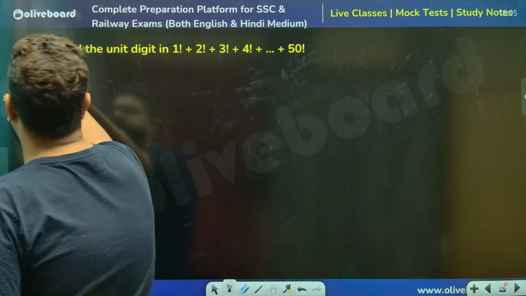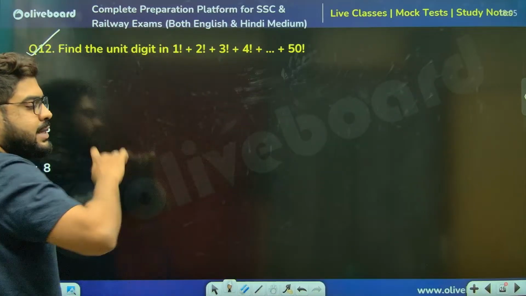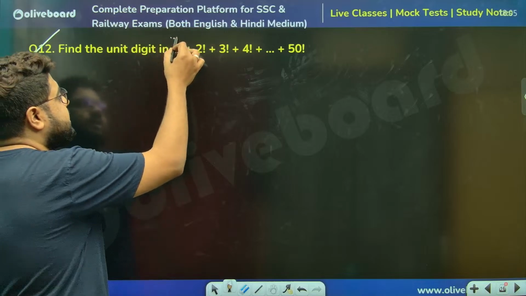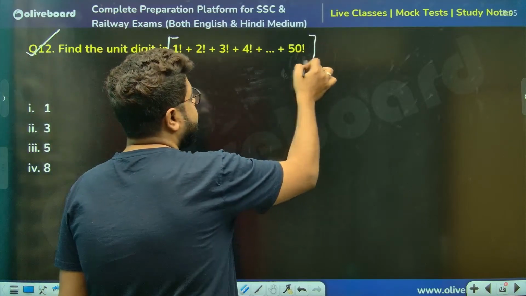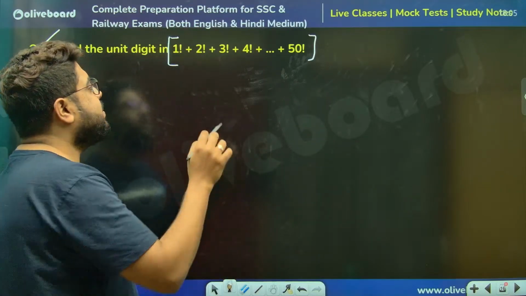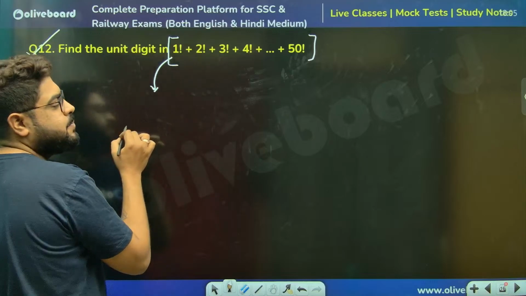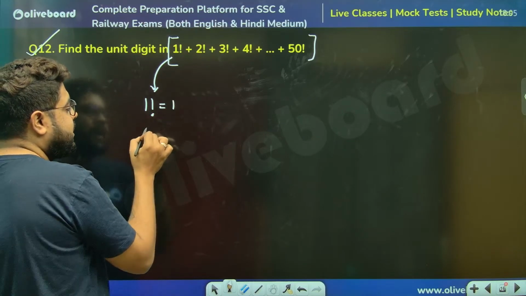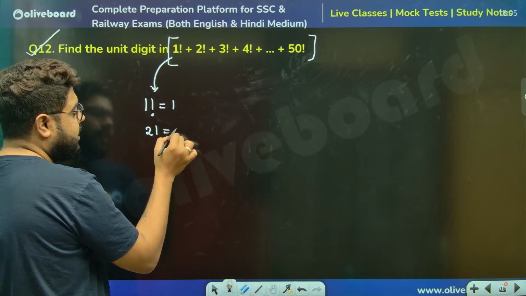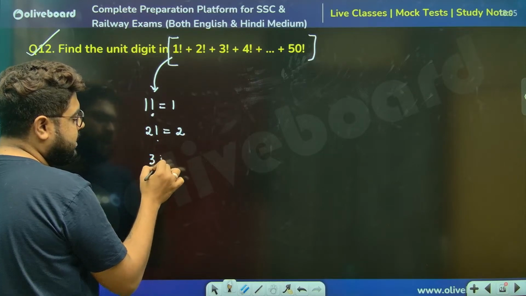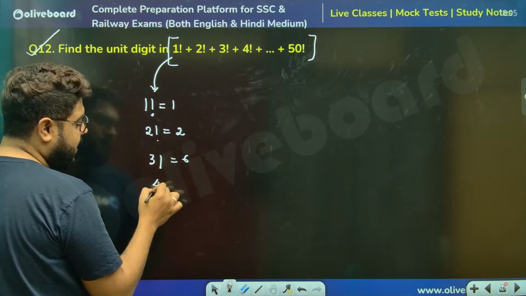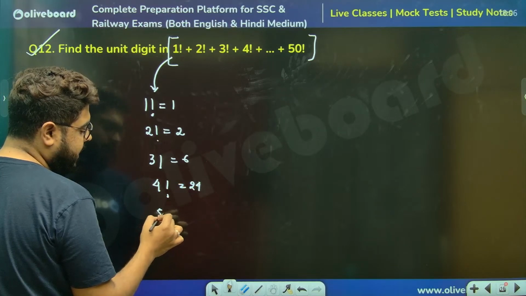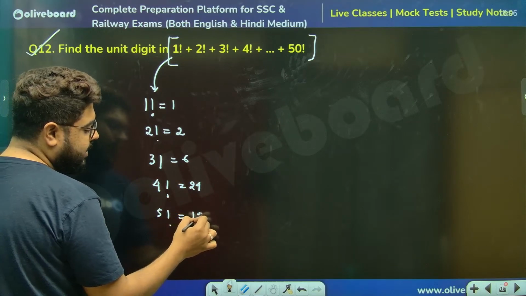Find the unit digit of this. Again a CHSL question. No, this is from CGL, not CHSL. Sir, remember one thing over here always. 1 factorial is 1. 2 factorial is 2. 3 factorial is 3 into 2, 6. 4 factorial is 4 into 6, 24. 5 factorial is 120.